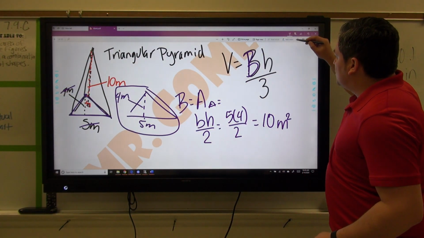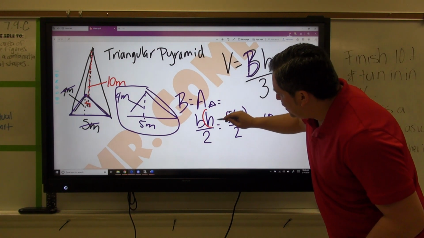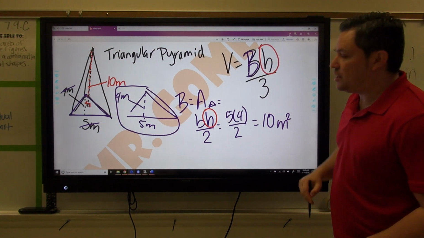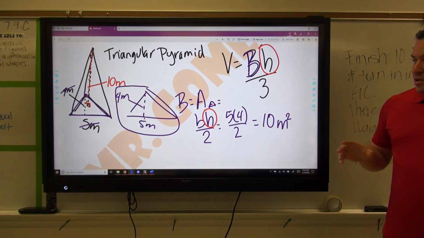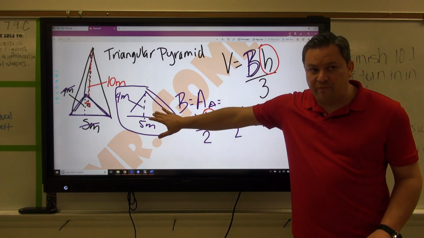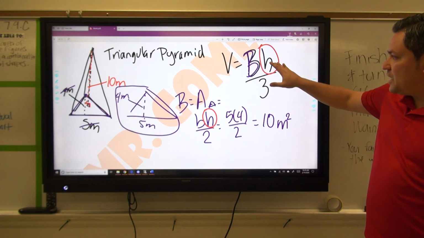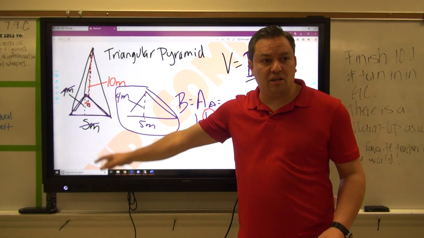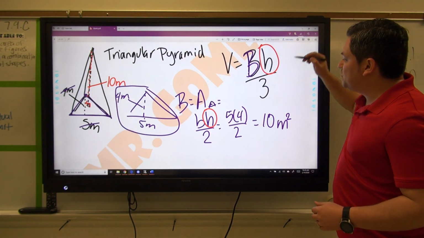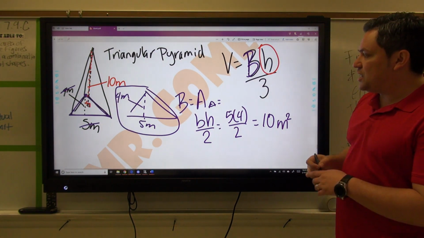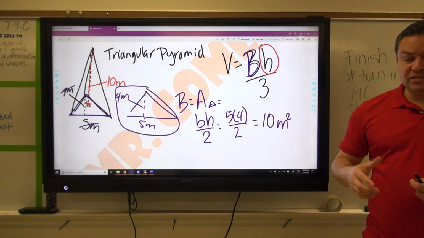Now, notice I have an H right here and I have an H right here. But they're not the same H. This H belongs to the base and this H belongs to the height of the pyramid. Okay? That's a common mistake. That's why I draw it on the side, so that y'all can see it.